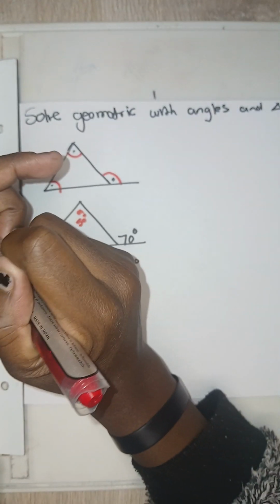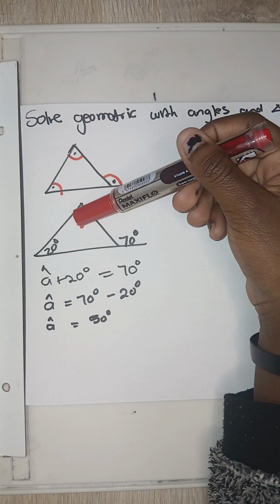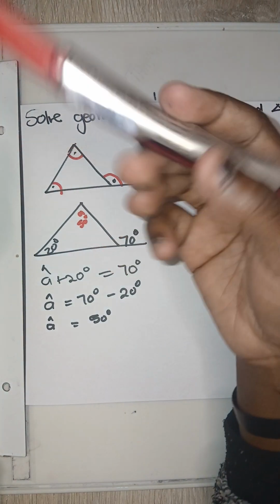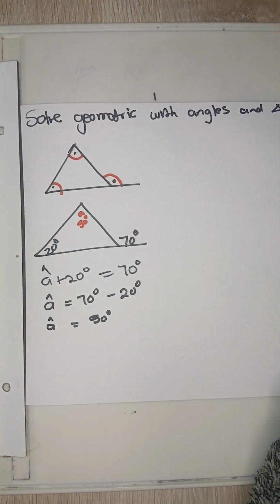My high school teacher used to tell me that if you find the angle over there, you must indicate that it was 50, if you are solving the problems.